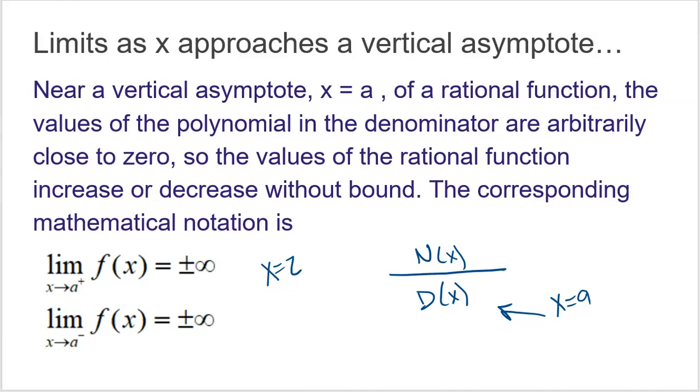Now, remember, 2 makes the denominator equal to 0. But if we allow x to get really close to 2, then that means the denominator is going to get really, really close to 0, but not equal to 0. 2 makes it equal to 0. 1.99999 or 2.00001 will make the denominator not equal to 0, but really, really close to 0. Now, what happens if you take a value in the numerator and you divide by a value in the denominator that's super close to 0?